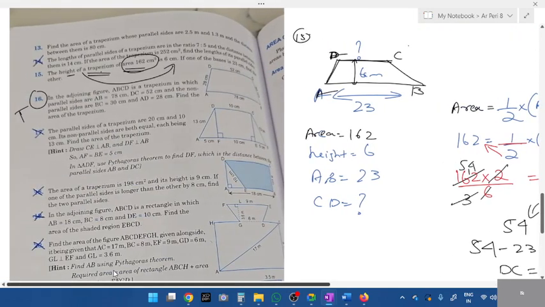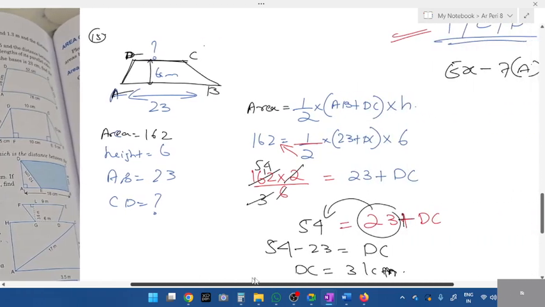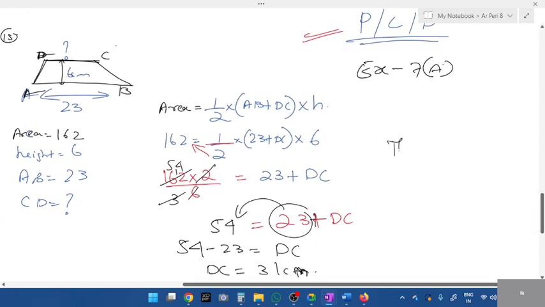And don't write DC, students, they didn't give any diagram. You have to write the other side. The other side is 31 centimeter.